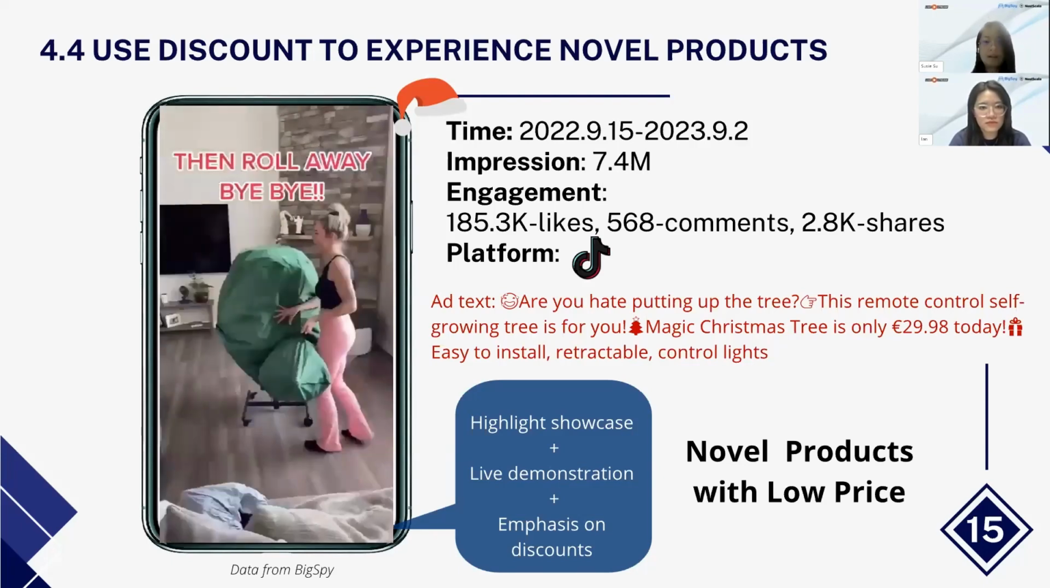Okay, so let's have a look together at our BigSpy data. This ad creative got 7 million impressions and 185,000 likes, 500,000 comments, and 2,000 shares. So different from a natural Christmas tree, this one supports remote control and self-growing. We can see in the video, and it only needs $90. So we can see it from the ad text.